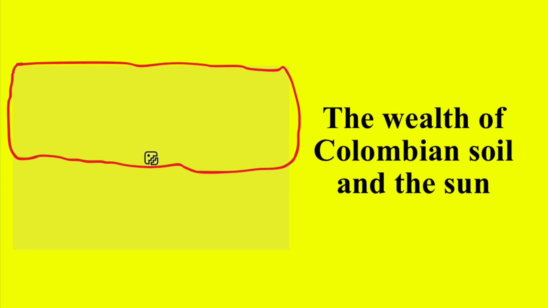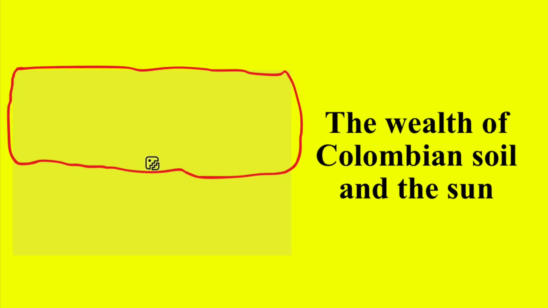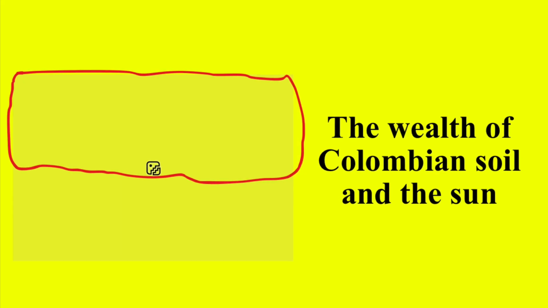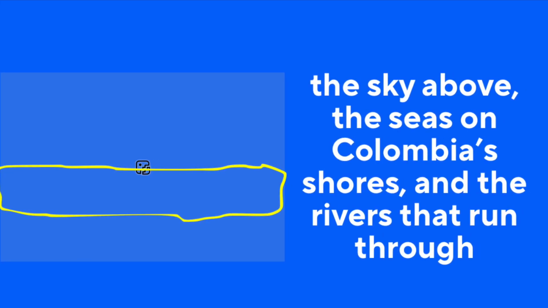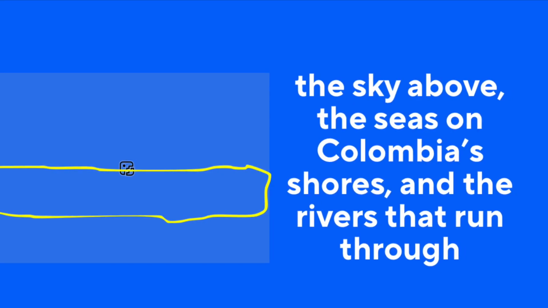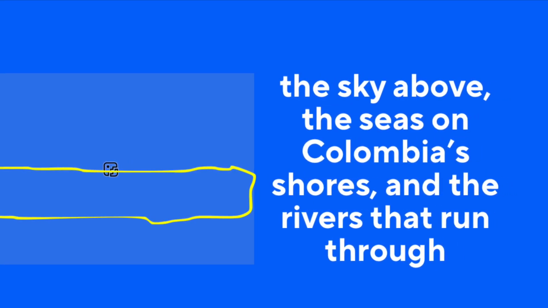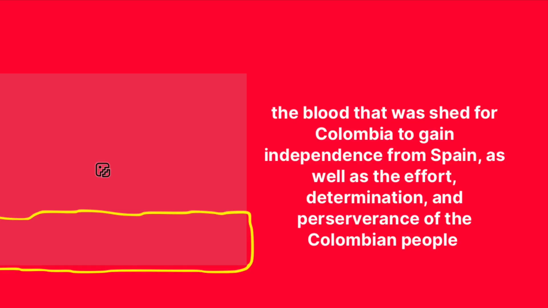Yellow represents the riches of Colombia, the wealth of Colombian soil, as well as the sun, the source of light. Blue represents the sky above, the seas on Colombia's shores, and the rivers that run through. Red represents, you guessed it, the blood that was shed for Colombia to gain independence from Spain. But it also represents the effort, determination, and perseverance of the Colombian people.